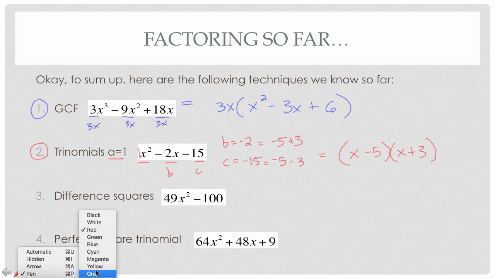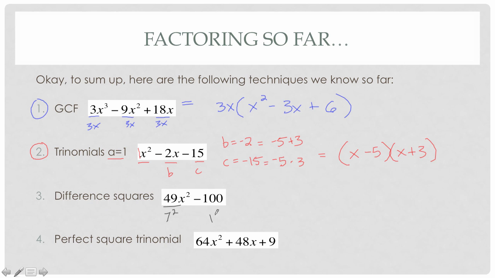We learned how to factor the difference of two squares. So we've got two terms. 49 is 7 squared. 100 is 10 squared. And if they're being subtracted, we can really easily write it as 7x minus 10 times 7x plus 10, based on the fact that 10 times 10 makes 100 and 7 times 7 makes 49. And there, x times x makes x squared.